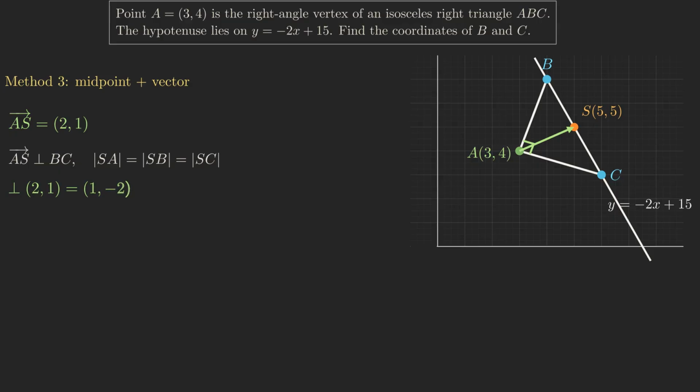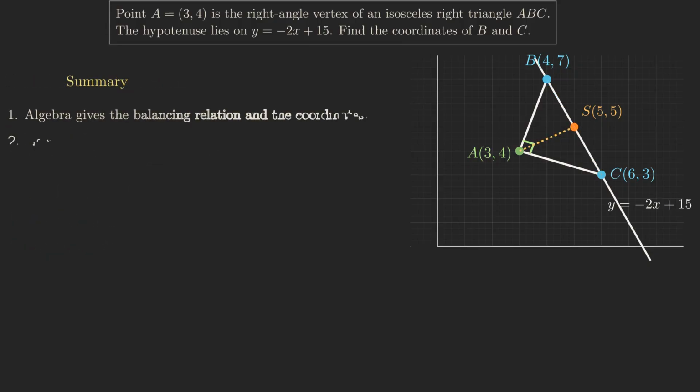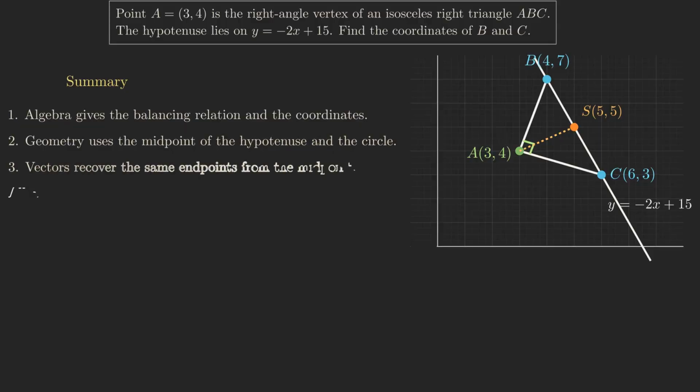So once we know the vector from A to S is (2, 1), a perpendicular direction is (1, -2). From S, we use that perpendicular vector in opposite directions. That immediately gives B = (4, 7) and C = (6, 3). So algebra, geometry, and vectors all lead to the same answer. The coordinates are B = (4, 7) and C = (6, 3).